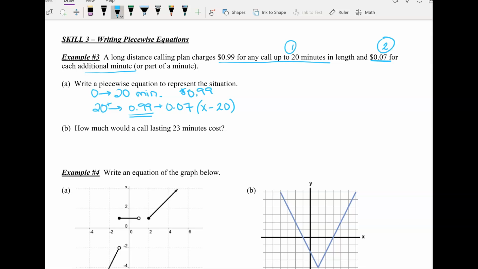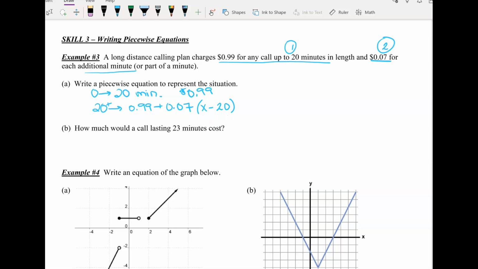Think about that for a second. If we talk 25 minutes in length, right? We only want to pay for that 5 extra minutes. So we need to say this is how long we talked. We're going to take away the 20 minutes that's represented in the 99 cents. With piecewise functions, you usually have to account for the fact that you're taking away what you've already paid for. Okay, so you can leave it like this, or I know I've got a lot of arrows and stuff.